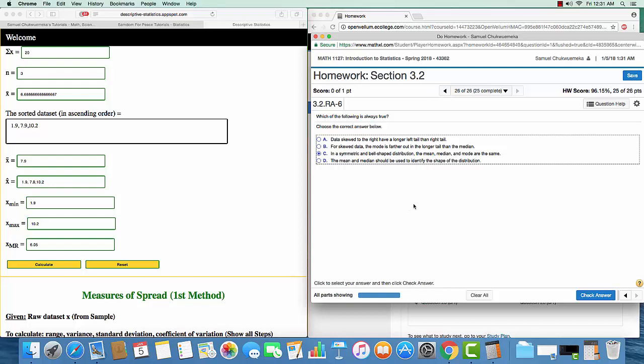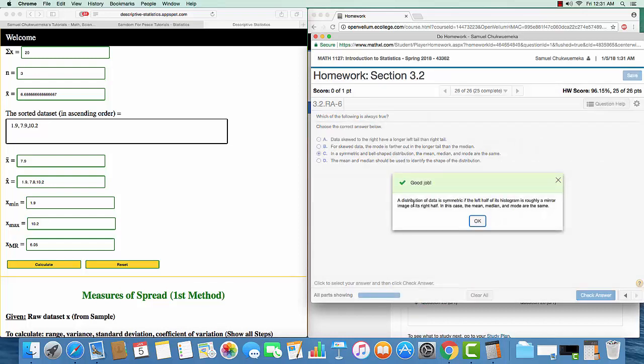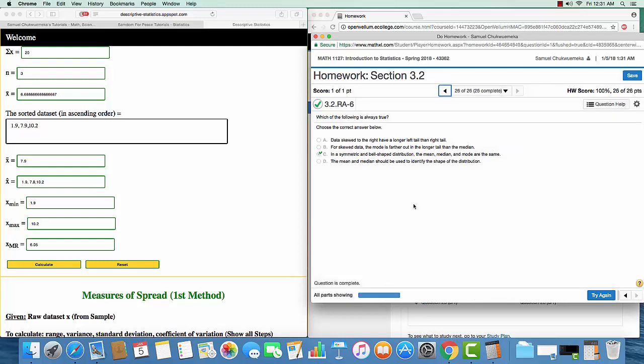When we do normal distribution, one of the properties of normal distribution is that it's symmetric, it has a bell-shaped curve. And in a bell-shaped curve, a symmetric distribution, the mean is equal to the median, which is equal to the mode. Okay, and then I will just click save.